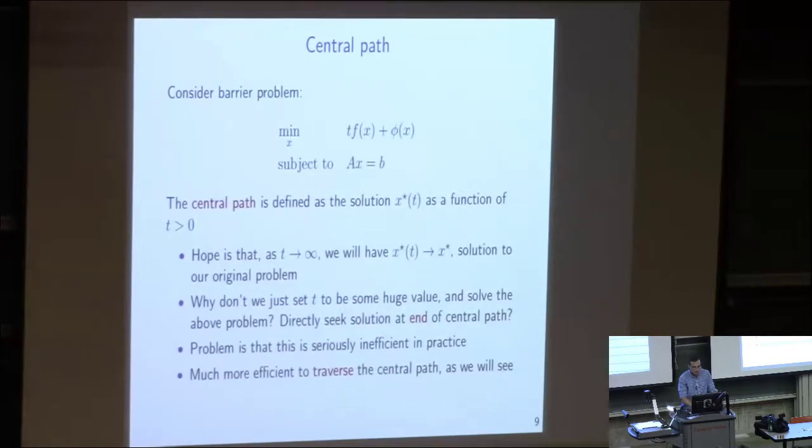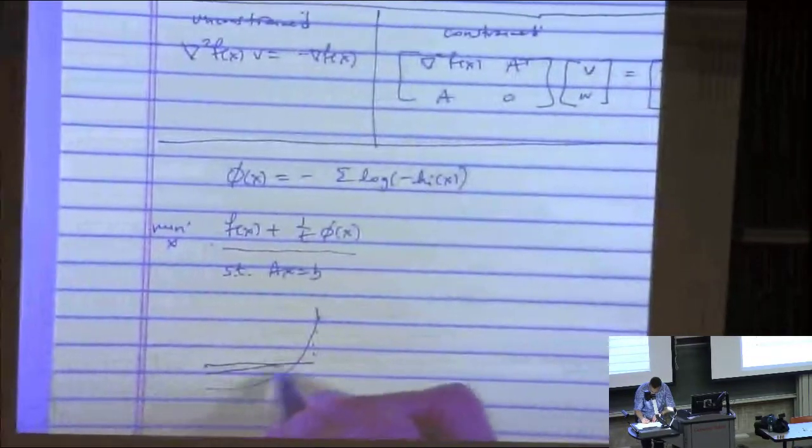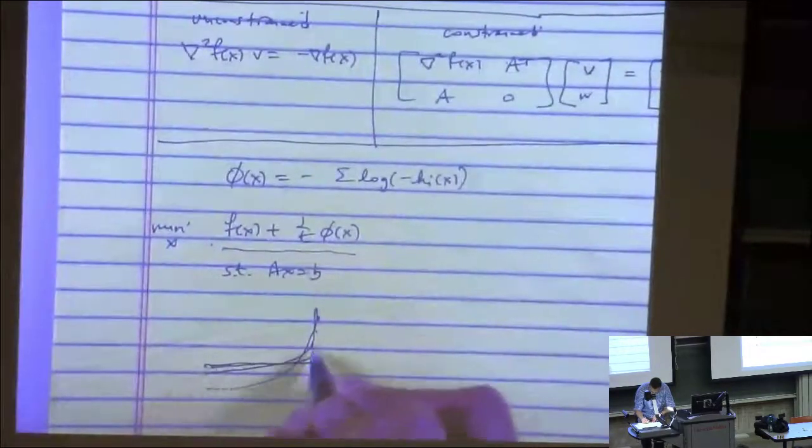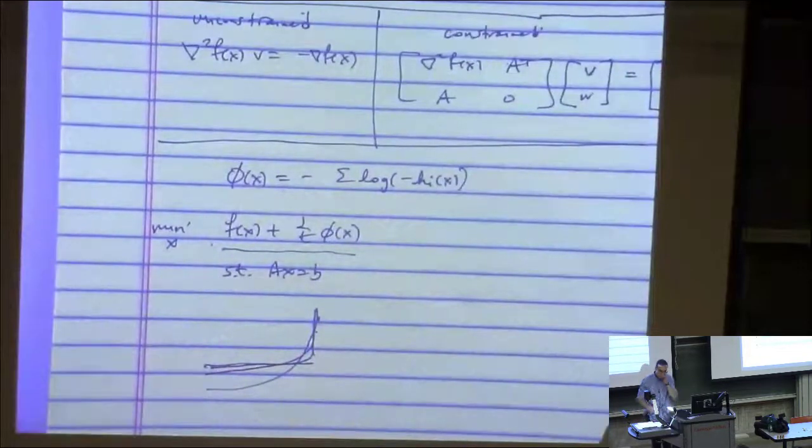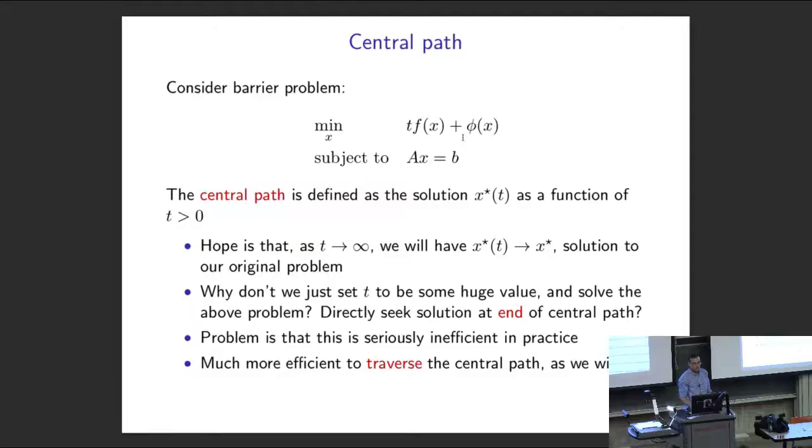The hope is that if we make t really big, okay, we're going to have that the central path solution approaches the solution to our original problem, right? Because then we have this thing where as t gets bigger and bigger, we have this indicator function that we've been smoothly approximating. It's a better and better approximation. It looks more and more like the indicator, right? So eventually we should get that this problem is so close to our original constrained problem that the solutions coincide in the limit.